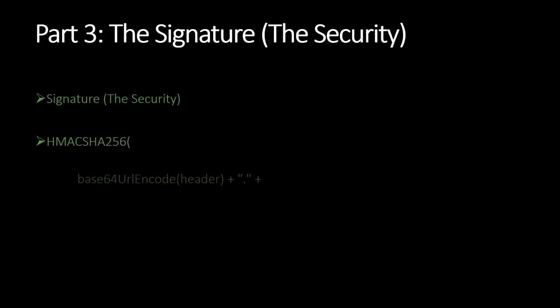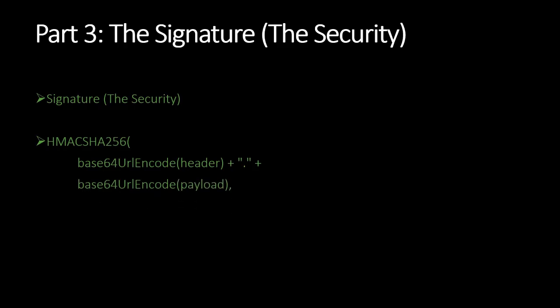The last part is the signature, and it is the most important. The server takes the encoded header, the encoded payload, and a secret key that only the server knows, and runs them all through the algorithm specified in the header. This generates a unique signature.